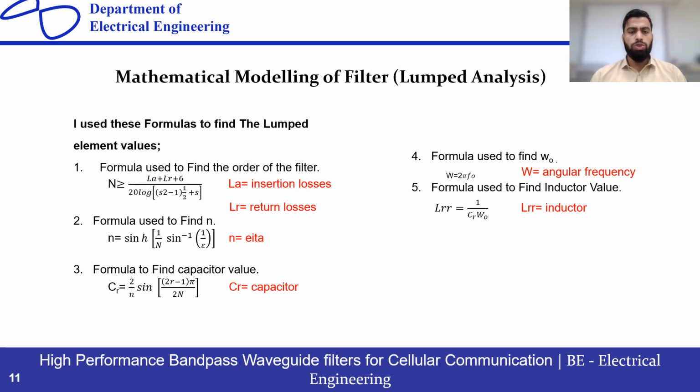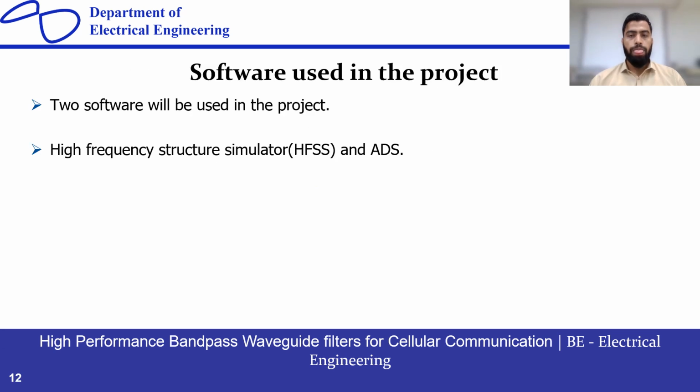This formula is used to find the efficiency of the filter. In the third equation, this is the coupling capacitor value, which is found for controlling the energy transfer from one resonator to another. In the fourth, it is the angular frequency, and the fifth one represents the inductor values, which we will be using in our lumped circuit.